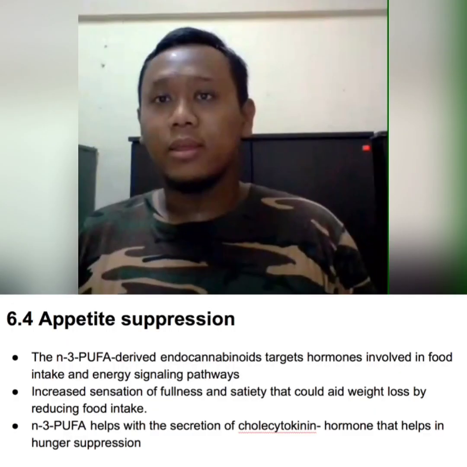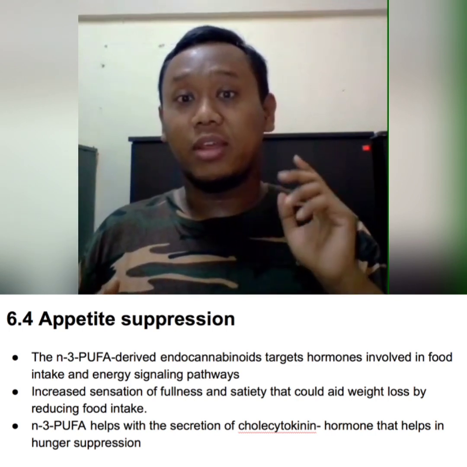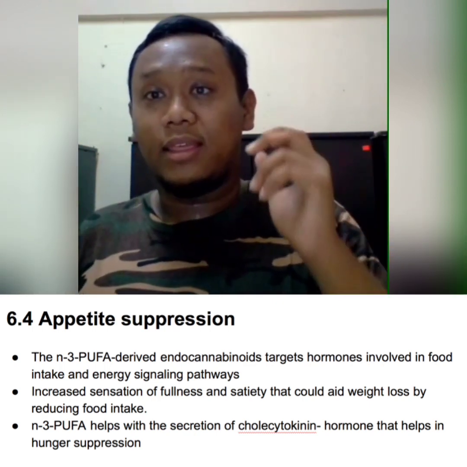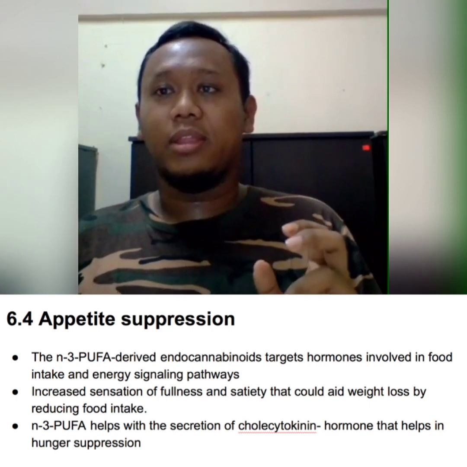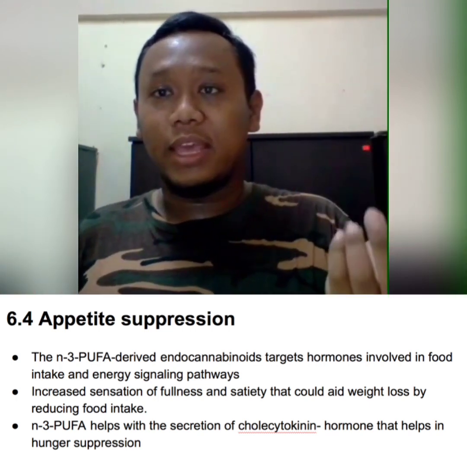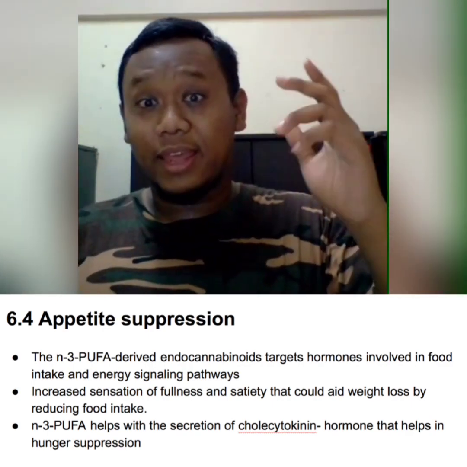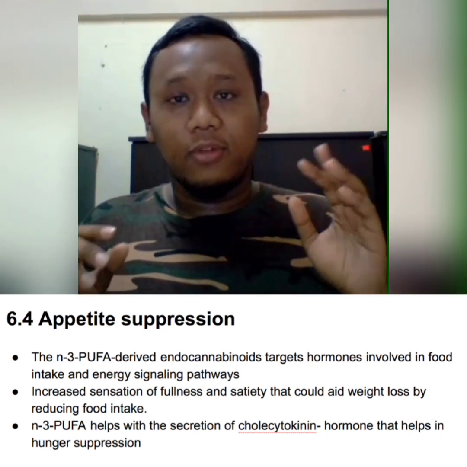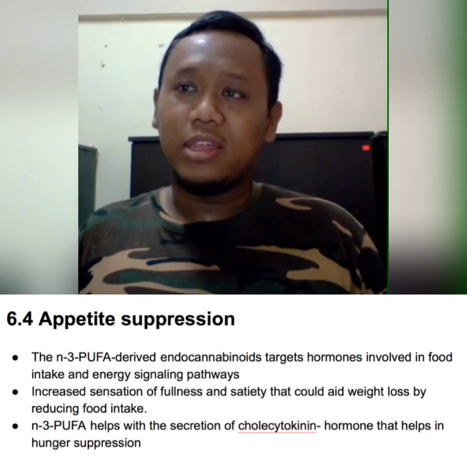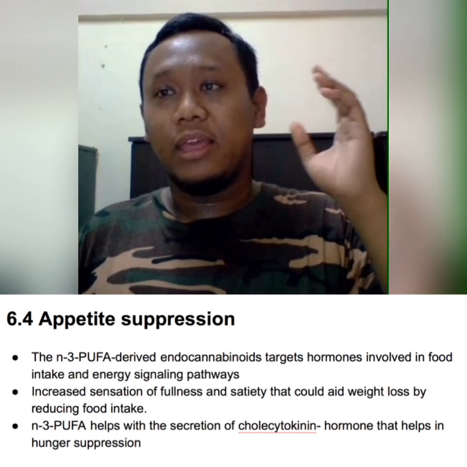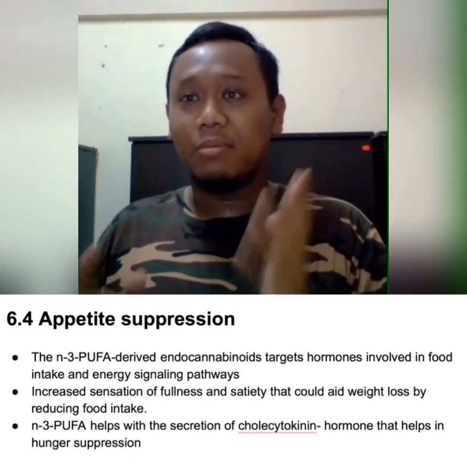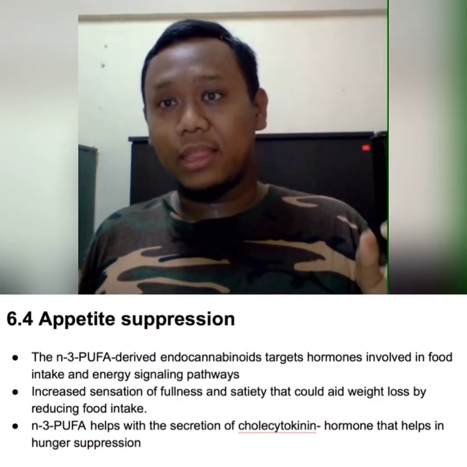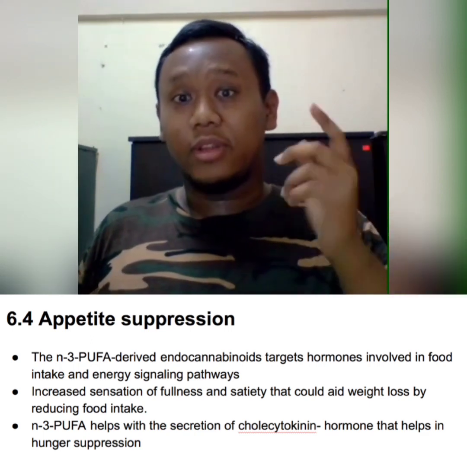So I would like to explain the function of the n-3 polyunsaturated fatty acid, or the omega-3 fatty acid, in appetite suppression. The n-3 polyunsaturated fatty acid can also act as endocannabinoids that will target the hormones involved in food intake and the energy signaling pathway. The endocannabinoids can act as a modulatory system in the function of the brain and the endocrine system, which will influence our hormone production. The modulator acts like an antenna or signal transmission, a substance that indirectly influences the effect of the primary glands that directly activate or deactivate the function of a targeted protein.